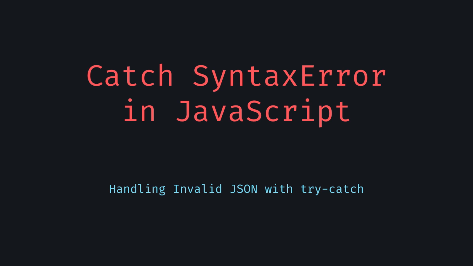In this lesson, we learn how to handle syntax errors in JavaScript when parsing JSON. We use a try-catch block to safely parse data and catch problems. This is super helpful when you're working with APIs or local storage. Let's see how to keep things from breaking when JSON goes wrong.